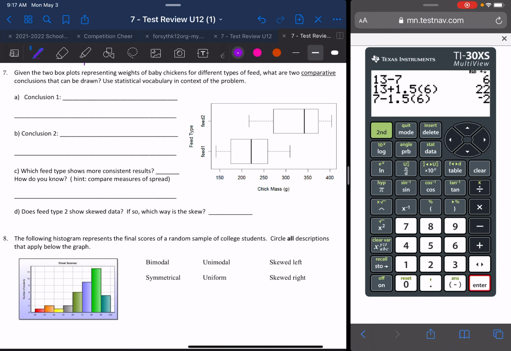All right. Next, given these 2 box plots representing weights of baby chickens for different types of feed, what are the 2 comparative conclusions that can be drawn? Our first conclusion that we can state is that feed 2 has a higher median. So this one right here, its median, which is the middle, is higher, which means there are larger chickens.